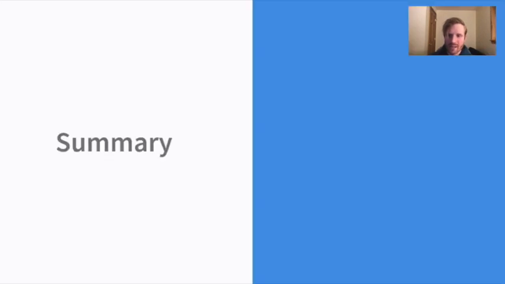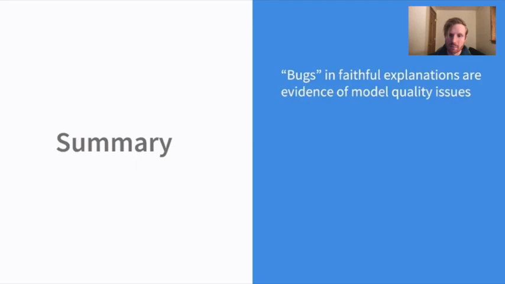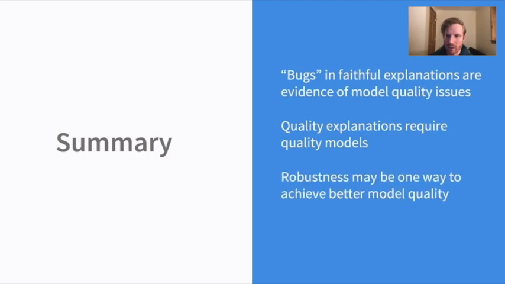Anyway, that's it for a bit of a deep dive on improving model quality for better explainability, particularly looking at robustness. To summarize, we pointed out that what appear as bugs in faithful explanations are actually evidence of model quality issues and not necessarily a problem with the explanation itself, since faithful explanations just describe what the model is actually doing. So in order to get good explanations, we need quality models. Finally, robustness may be one way to achieve better model quality and interpretability. There could be others, but that's one thing that should be in your toolbox if you're trying to get explainable models.